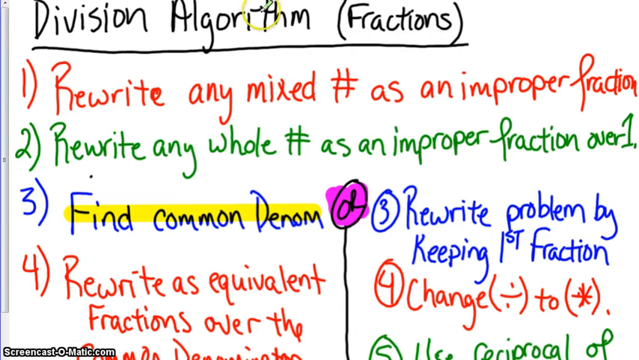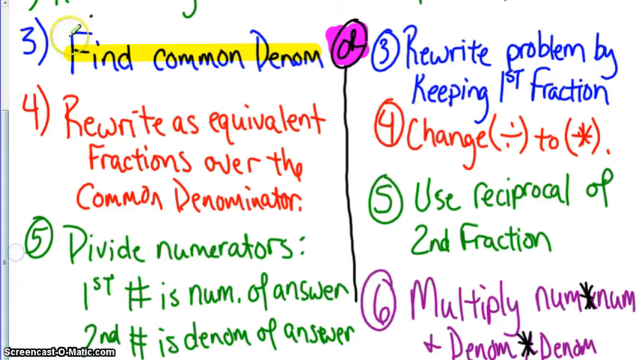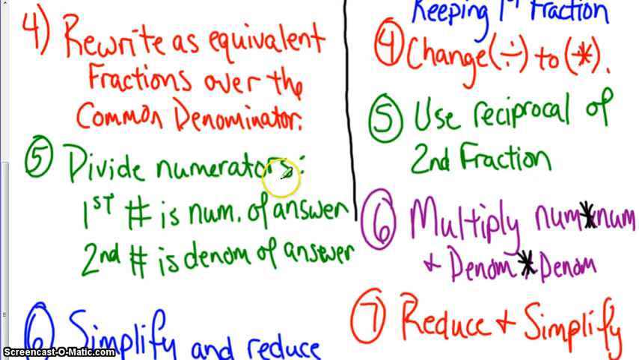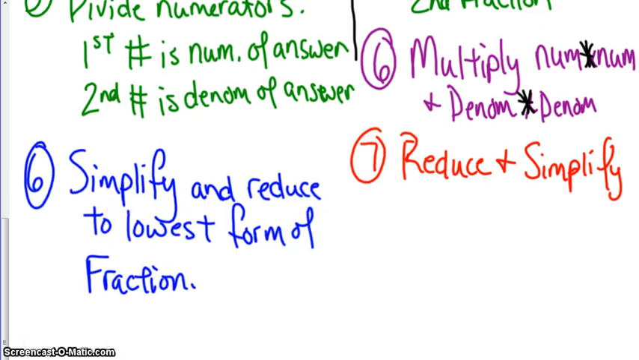So first we're just going to do one of them at a time. Step 1, rewrite mixed numbers as improper fractions. Step 2, rewrite any whole number as an improper fraction over 1. Then for common denominator, our third step would be to find the common denominator between the two fractions. The fourth step would be to rewrite those fractions as equivalents over the common denominator. Then the fifth step would be to divide the numerators. The first numerator is the numerator of the answer. The second number is the denominator in our answer. And then the sixth step would be to simplify and reduce to lowest form. So that is the common denominator method.